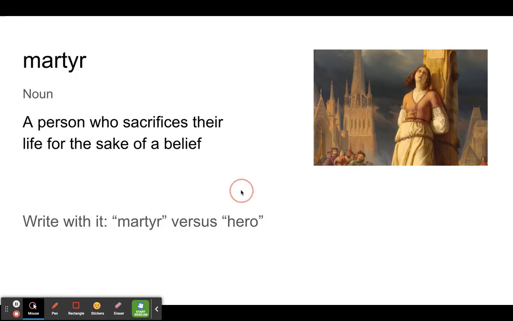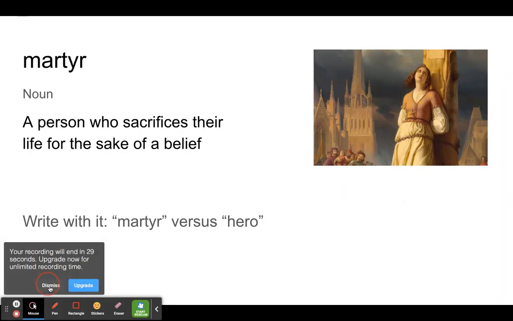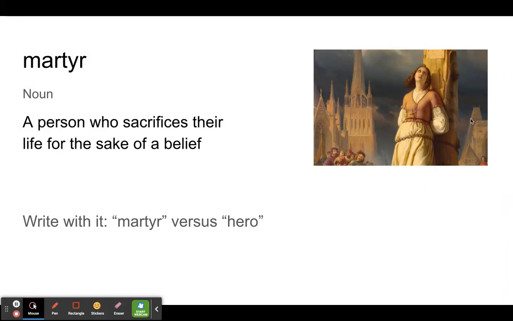The last one is martyr, which is a noun, and it means a person who sacrifices their life for the sake of a belief. So in the old days, there were many people who sacrificed their lives for their religion, and so they were called martyrs as they were persecuted and tied up and eventually even killed.